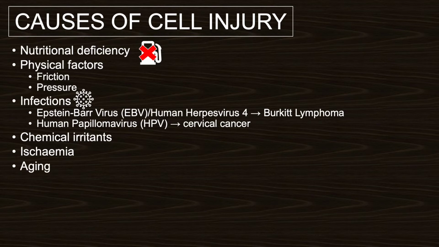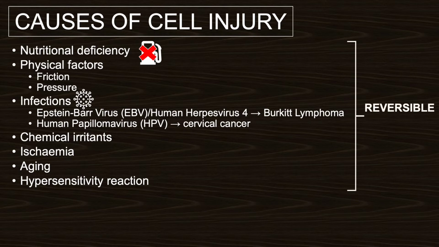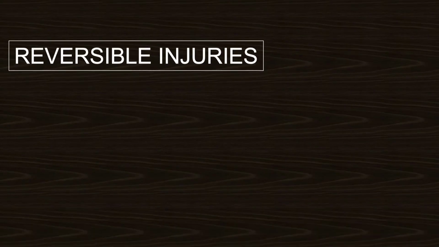Then we look at aging causing cell injury due to continuous wear and tear and oxidative damage of cells. And then finally, immunological reactions such as hypersensitivity reactions, for example, accumulation of immune complexes in hypersensitivity type 3 reactions. These cause reversible or irreversible damage. Reversible if the stimulus stops and the tissue is allowed to repair. Irreversible if the stimulus persists and is of a high intensity.